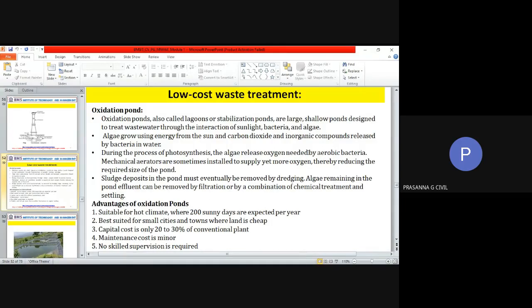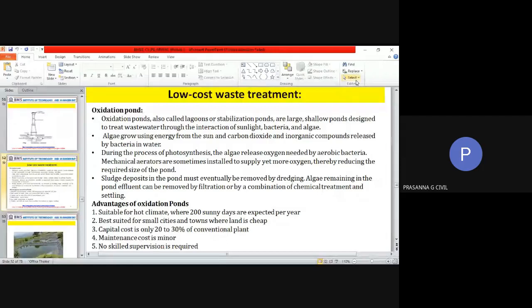Yes, ma'am. What are the low-cost waste treatment methods that I talked to you about yesterday? Ma'am, septic tank and oxidation pond. Oxidation pond. In that, we had already covered the oxidation pond, correct?